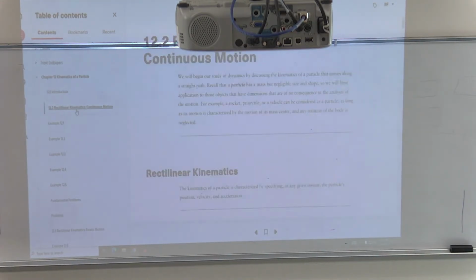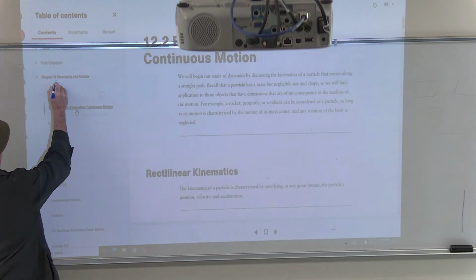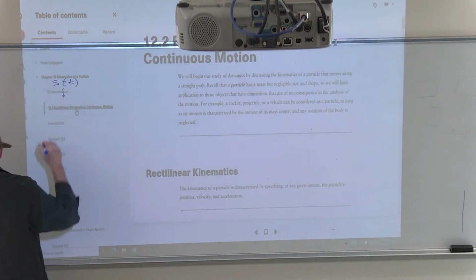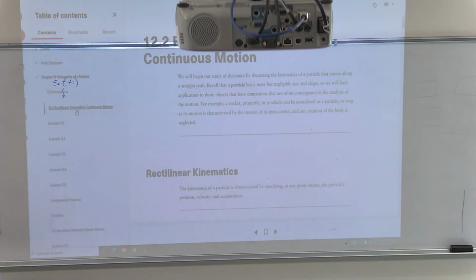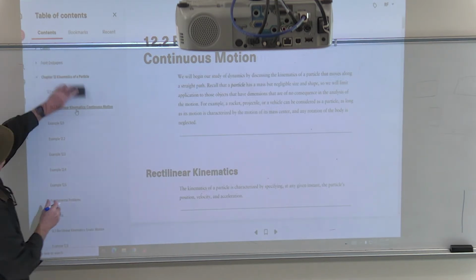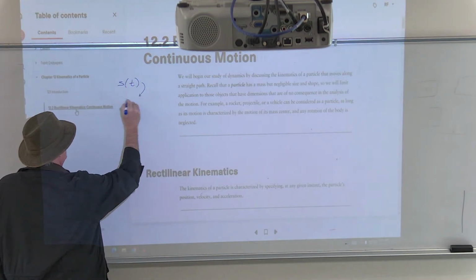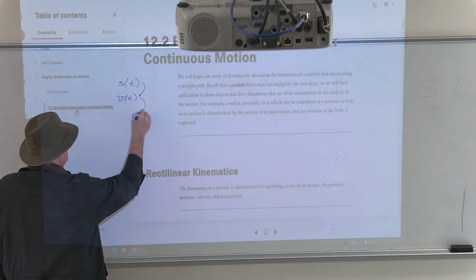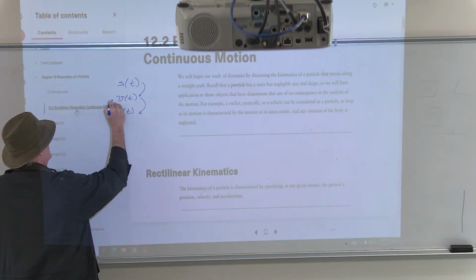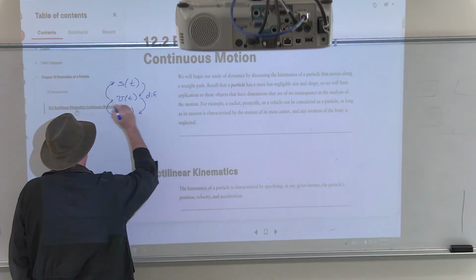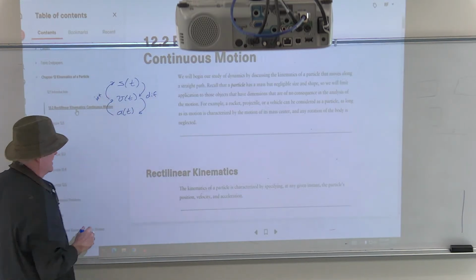Okay, so we got through the part where we were doing S as a function of time, and we went to erase that. We were at the point where we were doing S as a function of time, velocity as a function of time, and then acceleration as a function of time. And we realized in order to go this direction, we need to take a differential. In this direction, we need to integrate.